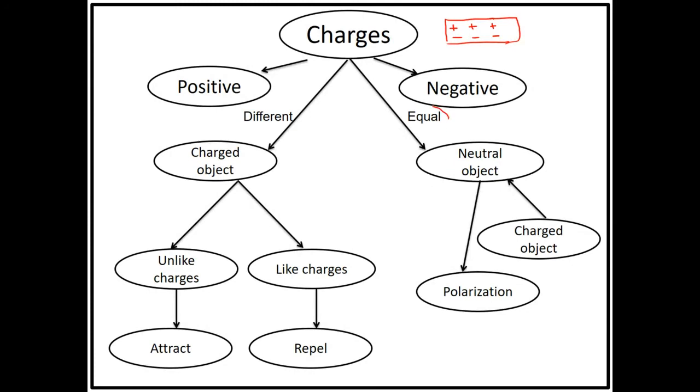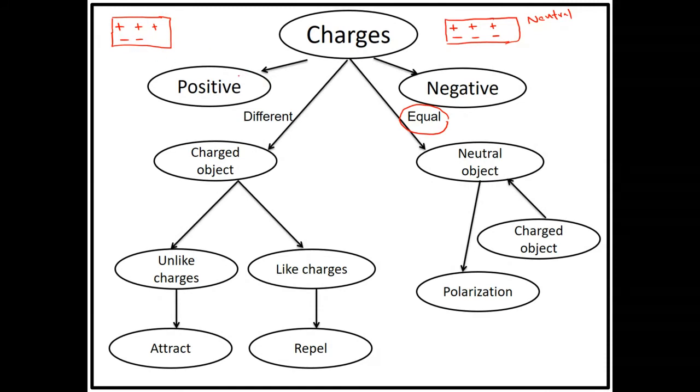What is the meaning of equal? Both positive and negative are equal in number. If you look at the picture, this object has 3 positive charges and 3 negative charges. So this object is called a neutral object. Now suppose the two charges are different. For example, I take one object with 3 positive charges and 2 negative charges. This is not a neutral object.